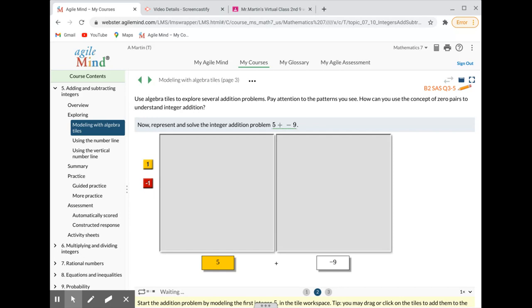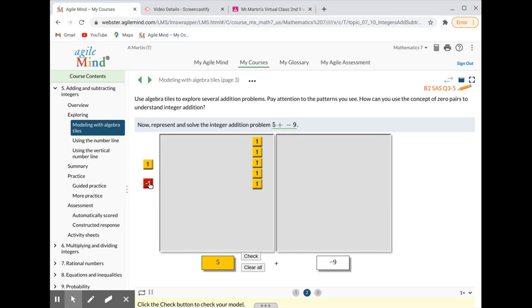For the 5, you would need 5 of the yellow ones. Okay. And for the -9, you would need 9 of the red ones. 6, 7, 8, 9. Is that going to work? Did I do that right? No. I was waiting on a no, but nobody said it. -9 first. There we go. Now I got it right. Here we go.